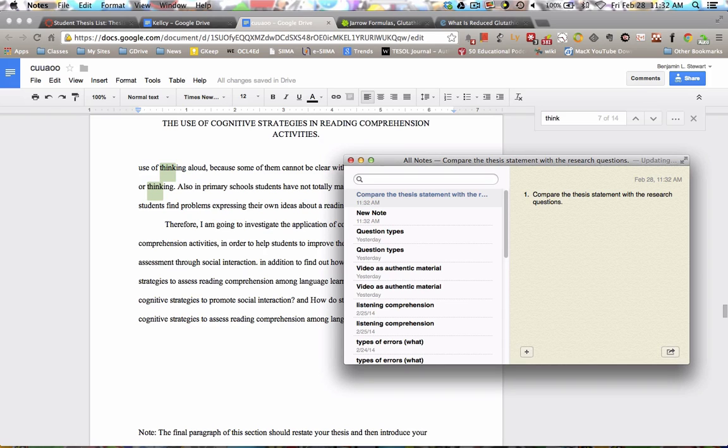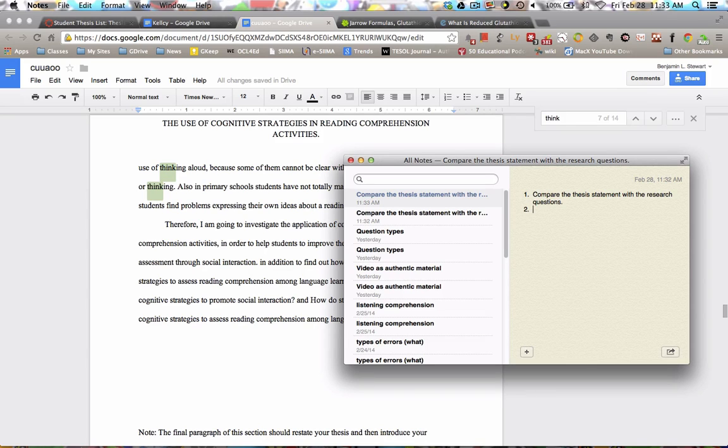The first thing I'm going to do is compare the thesis statement with the research questions, and I'm going to ask myself, is the writer creating a thesis statement that answers the research questions? Because the thesis statement is your one-sentence answer to your research questions. The rest of the literature review is to build an argument more specifically to answer your research questions. A literature review is to answer research questions. So that's the first thing I'm going to look at.